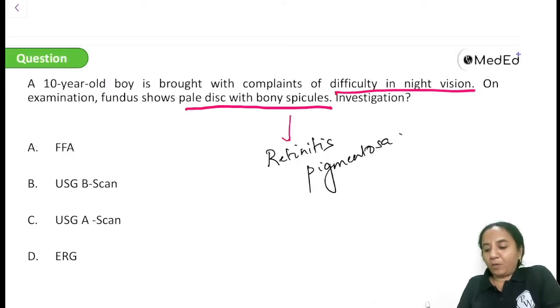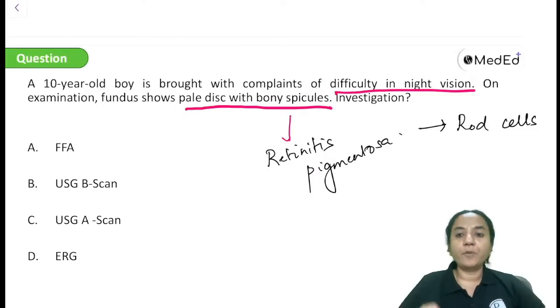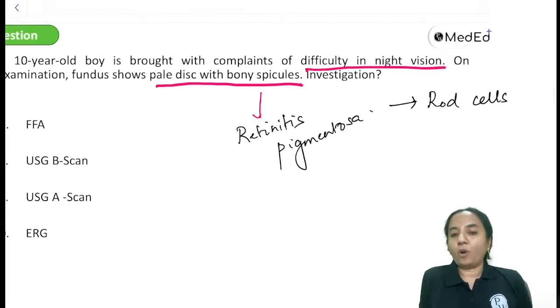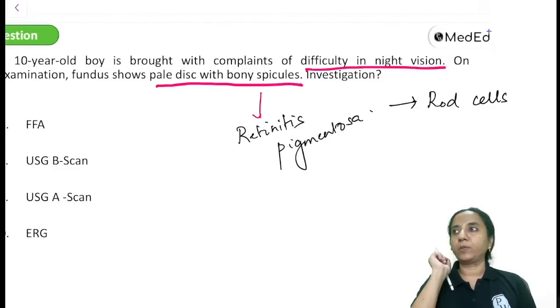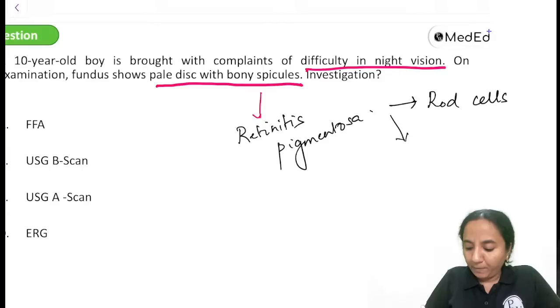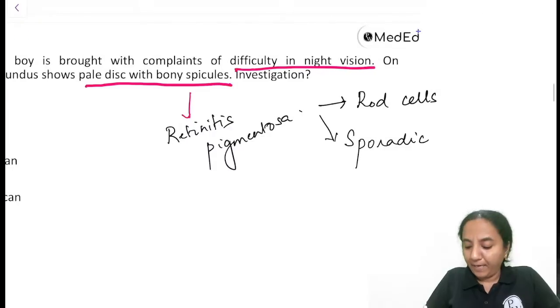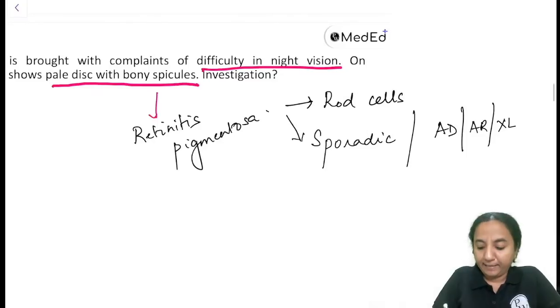Now, retinitis pigmentosa, this is a dystrophy of the rod cells, right? Because the rod cells are responsible for night vision, that's why in retinitis pigmentosa, the patient is presenting with night blindness or nyctalopia. Now, retinitis pigmentosa may be sporadic, meaning there is no family history, or it can be inherited also, and all types of inheritance patterns are possible. You can have autosomal dominant, autosomal recessive, as well as X-linked.